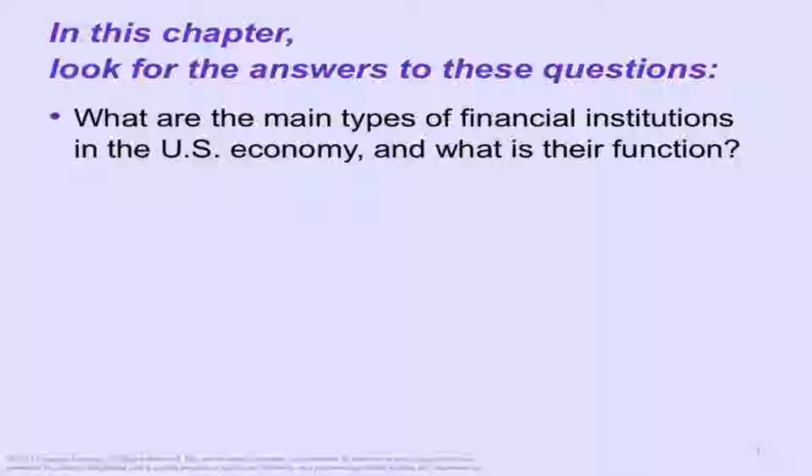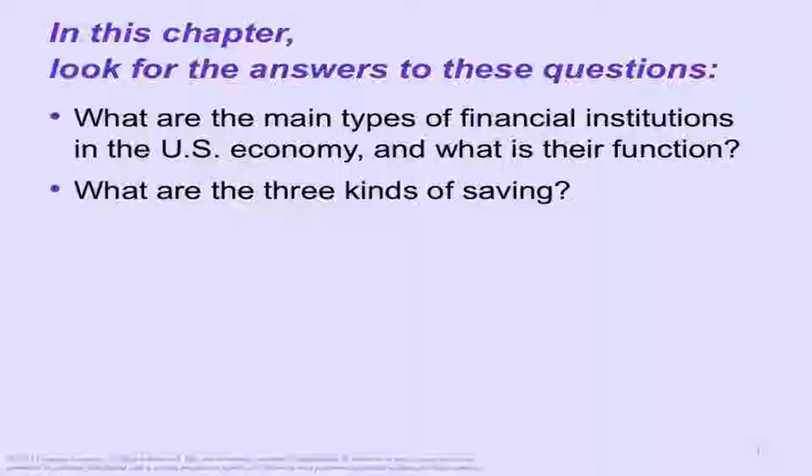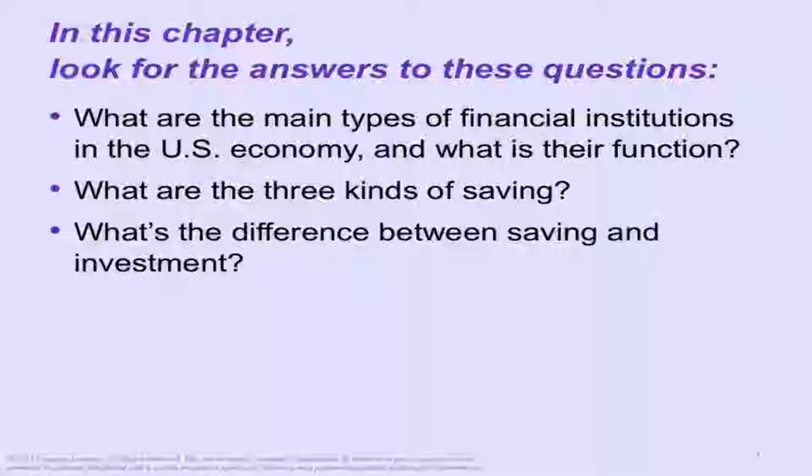There are a number of different kinds of financial institutions that exist in the United States. They have different functions. Some of the functions are similar or identical, and some have very different functions. There are 3 different kinds of saving. You'll need to know all 3 and the purposes for each.